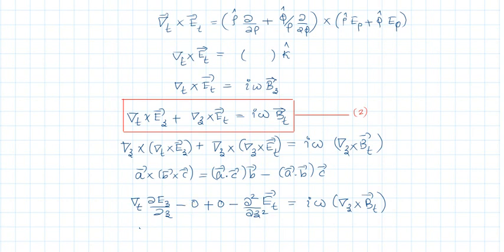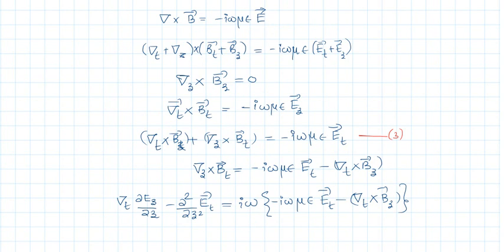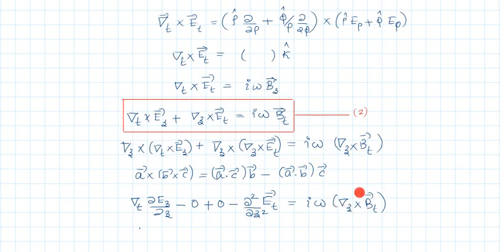Similarly, ∇z · Et. ∇z is along k cap. Et is along rho cap and phi cap. So the dot product will be 0. Lastly, ∇z · ∇z is ∂²/∂z² acting on Et. The right hand side is iω into ∇z × Bt. Now we have to substitute for this ∇z × Bt.